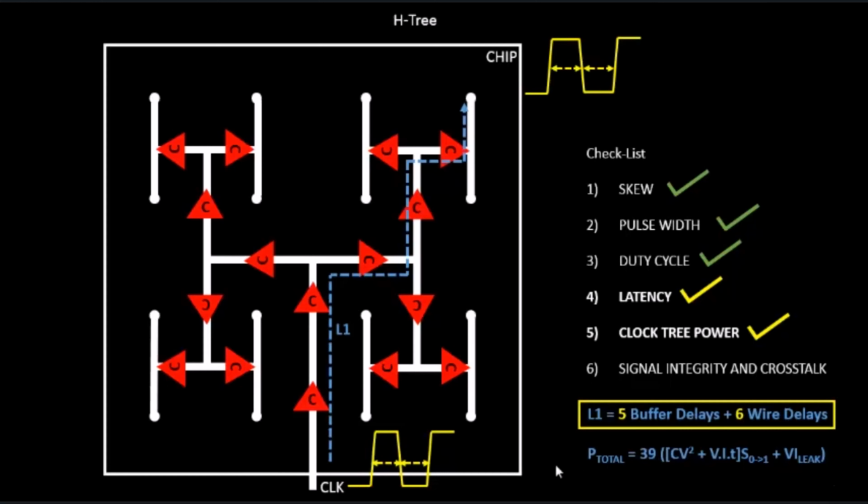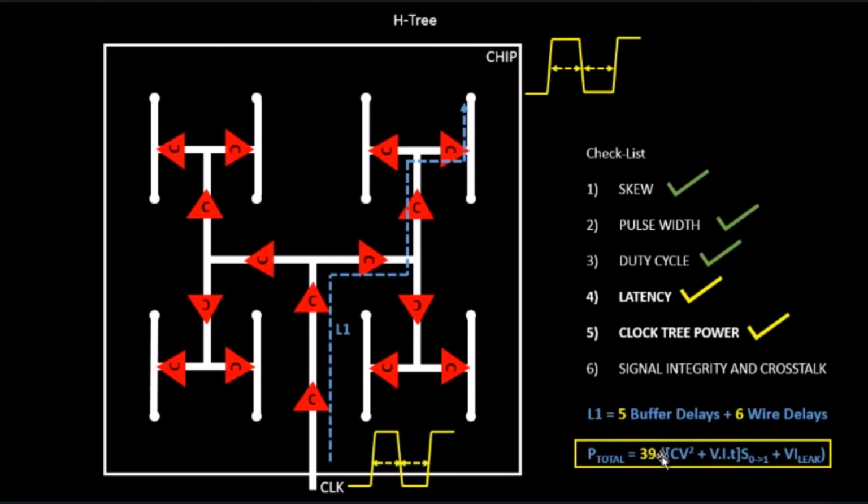Now let's try to look into the clock tree from a power aspect. So the P total over here, initially it was 39 multiplied by dynamic power plus the short circuit power plus the leakage power.